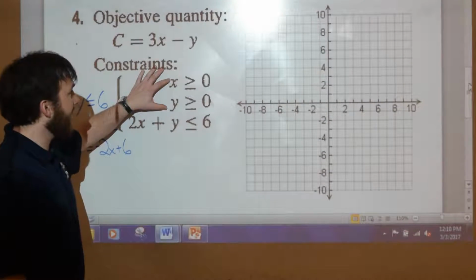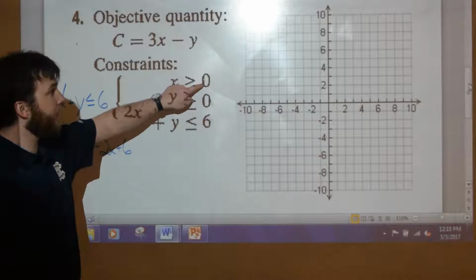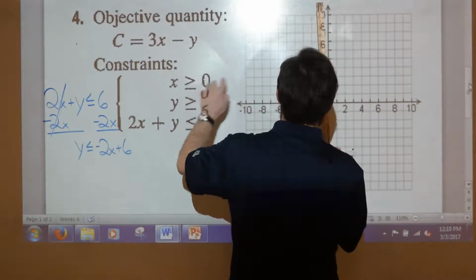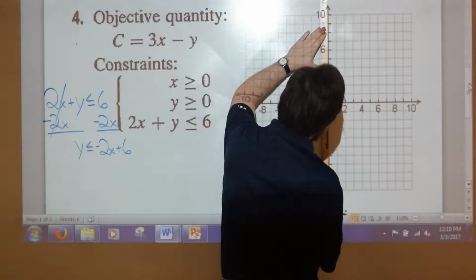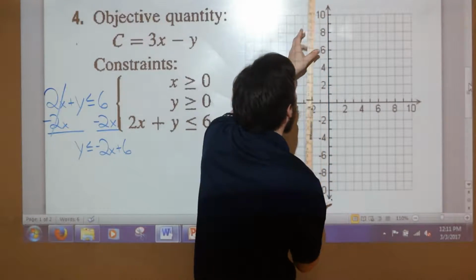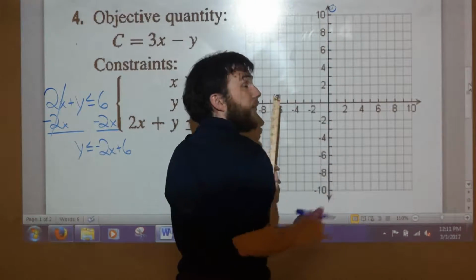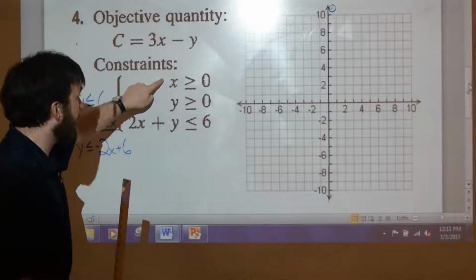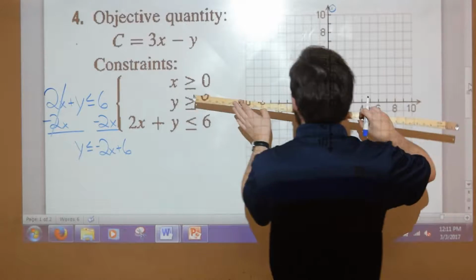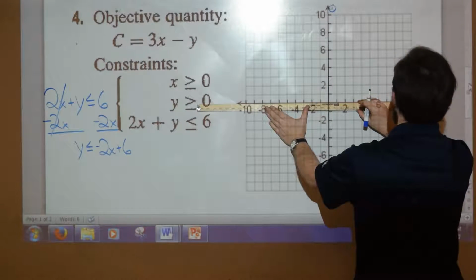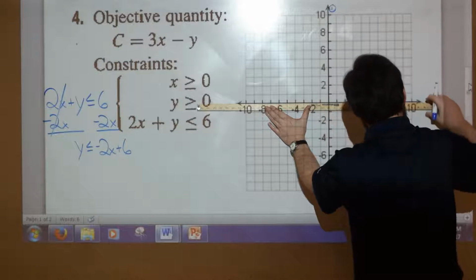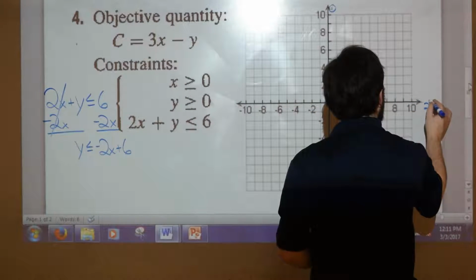Alright, the first two are ready to graph. Remember, x and then a number is a vertical line. So I'm going to draw a solid vertical line on 0. I'm going to label that 1, since that was the first line I drew, the first equation. Y and then a number is horizontal, so I'm going to draw a solid horizontal line on 0. Put a 2 on it.